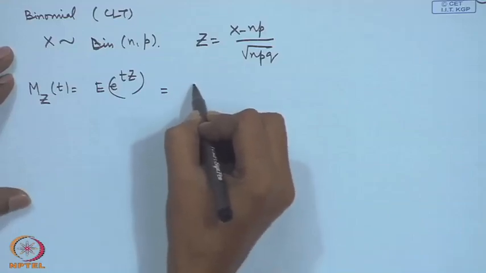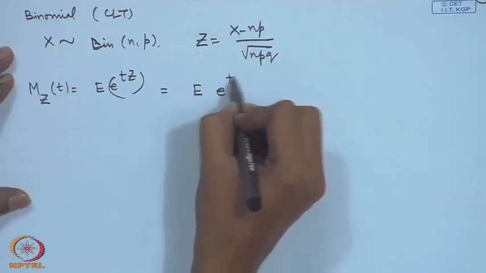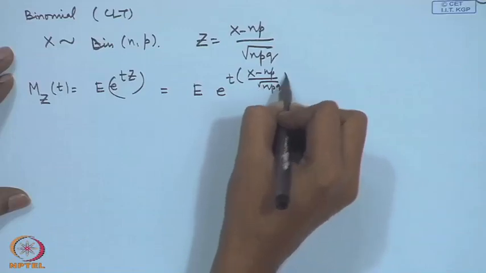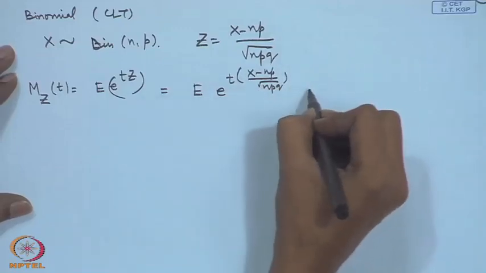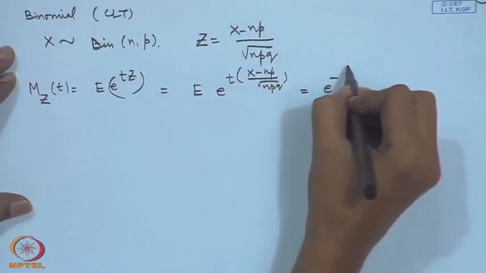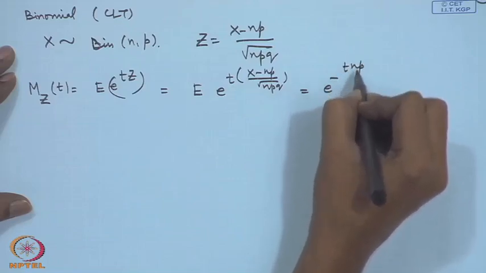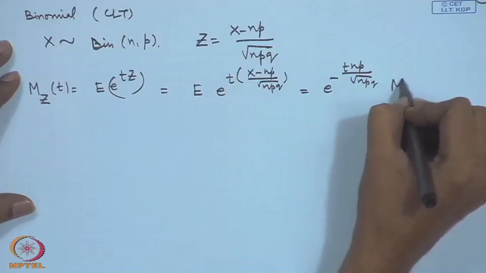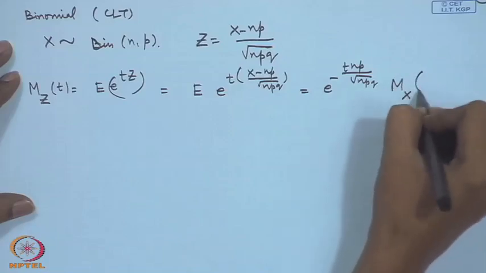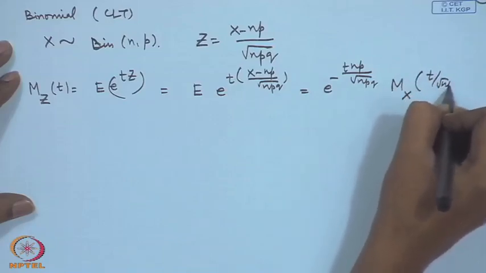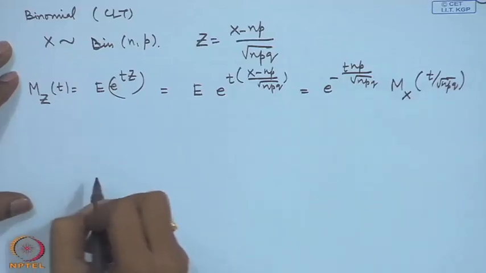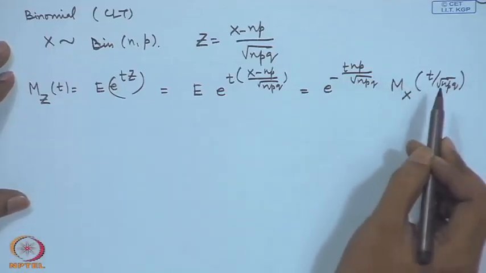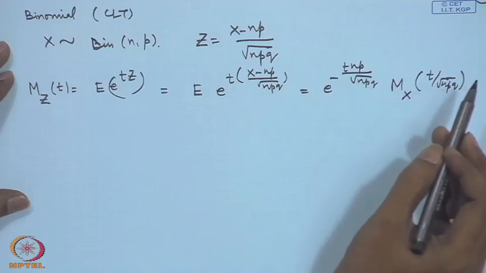That is equal to expectation of e to the power t times (x minus np) by root npq. So, that is equal to e to the power minus t np by root npq, and the remaining part will be the moment generating function of x at the point t by root npq. The moment generating function of the binomial is (q plus p e to the power t) whole to the power n.